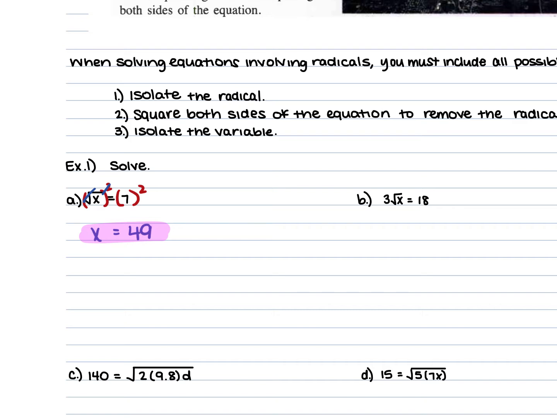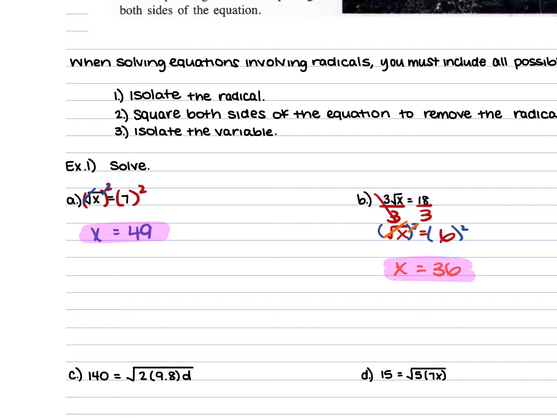For example B, we have 3 times the square root of x is equal to 18. You want to isolate that radical first. So we're going to divide each side by the 3 that's in front of it. We have the square root of x is equal to 6. Your radical is isolated. It has an index of 2, so we're going to raise each side to the second power. That cancels out your radical and the power on the left side, so where you just have the x, and 6 squared is 36, so x is equal to 36.